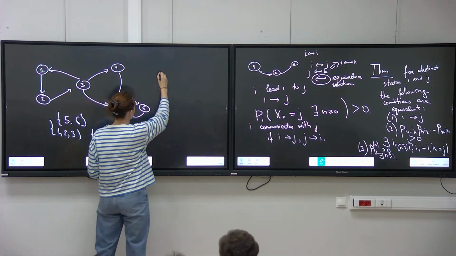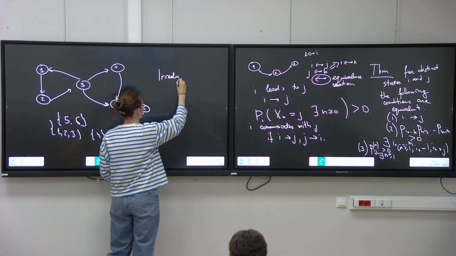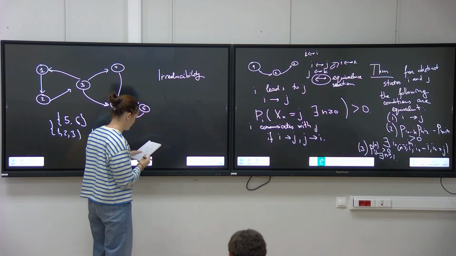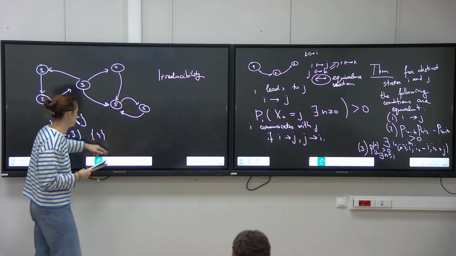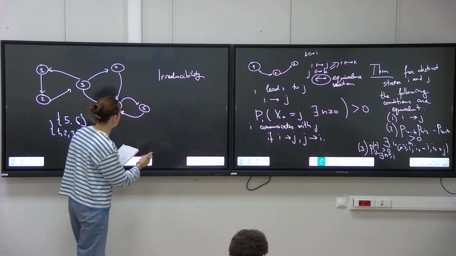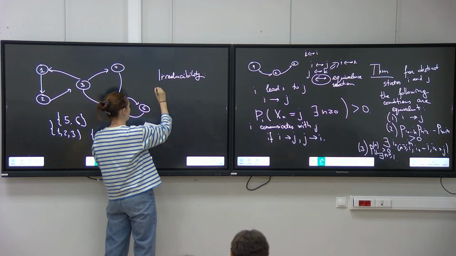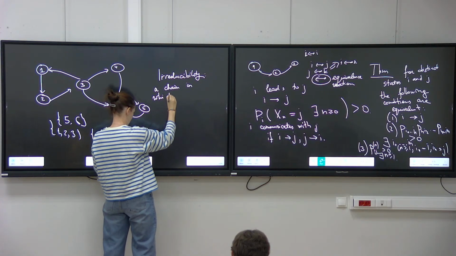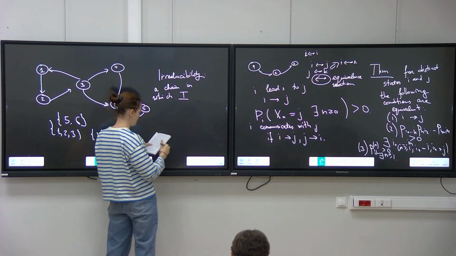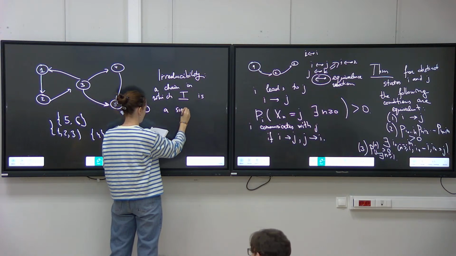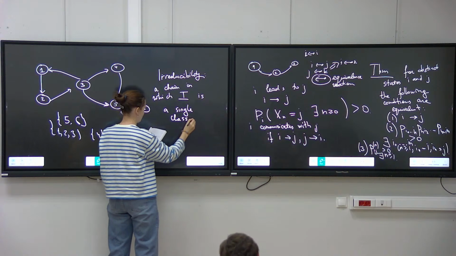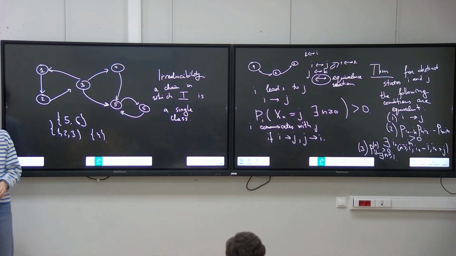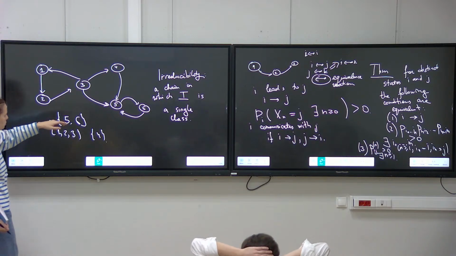So, an important notion is the notion of irreducibility. A chain, or a transition matrix if you want, in which the whole set of states is a single class is called irreducible. You can take it for a moment as homework. Try to think what we want from the matrix of transition probabilities to guarantee that we deal with an irreducible Markov chain.